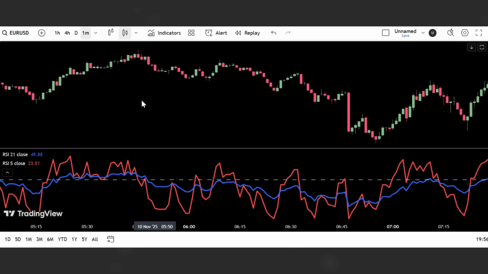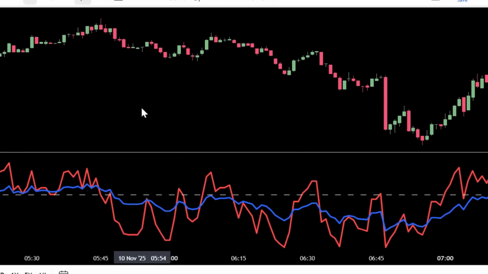Now let's look at an example of a short trade. Here the blue RSI is below the center line, indicating that the market is in a downtrend. Notice how the red RSI moves above the center line. This shows a pullback is starting. We wait for the red RSI to cross back below the blue RSI, while the blue RSI remains below the center line. When this happens, the signal is confirmed and we can enter a short trade at the open of the next candle.